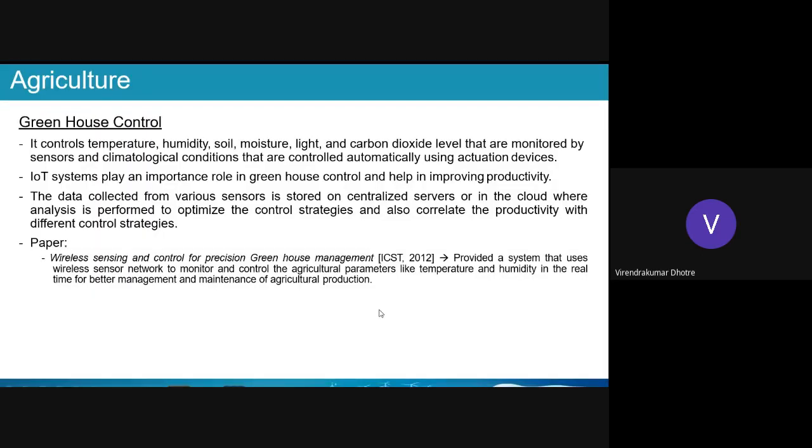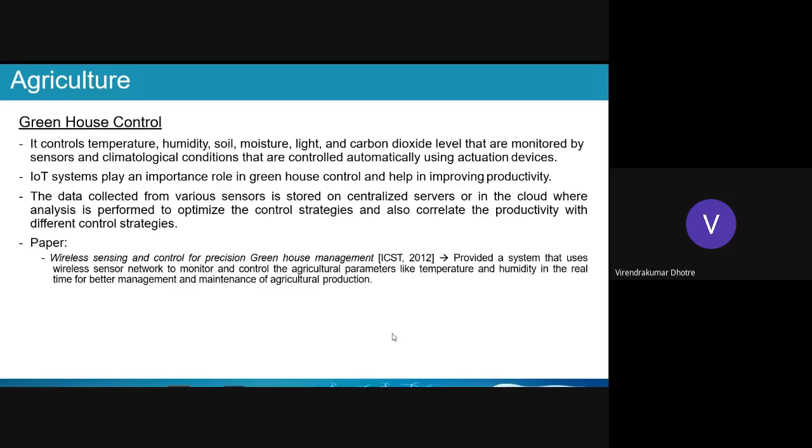Greenhouse control requires that we maintain the temperature. Whatever different kinds of crops we are yielding in the greenhouse, they require a specific temperature, specific moisture level, specific soil conditions, specific light even, and carbon dioxide levels. All this we can control by using actuation devices. And the IoT system plays an important role in the greenhouse, which helps to improve productivity.